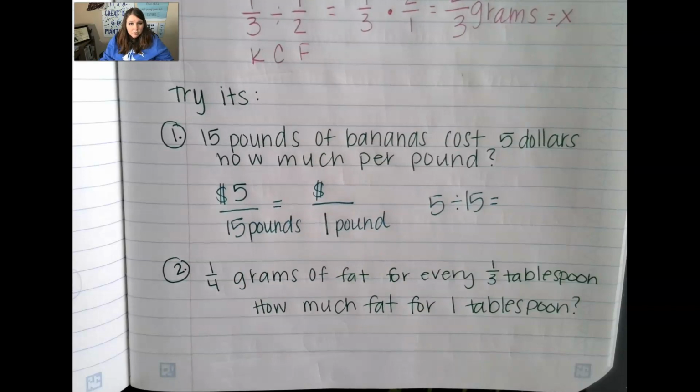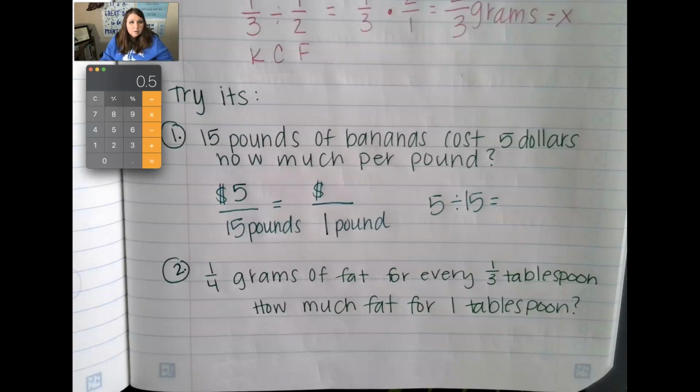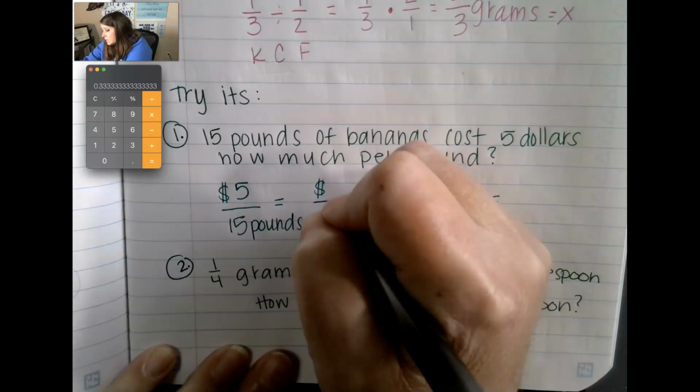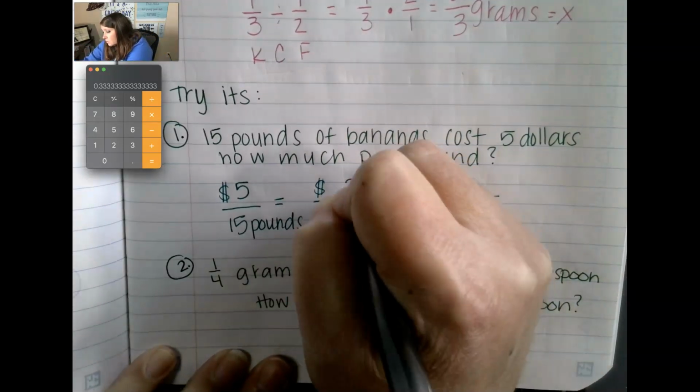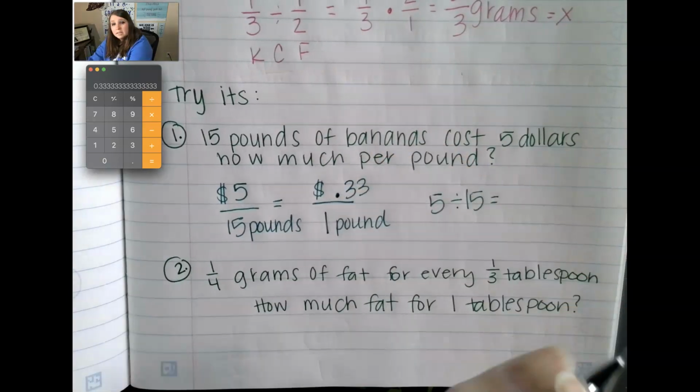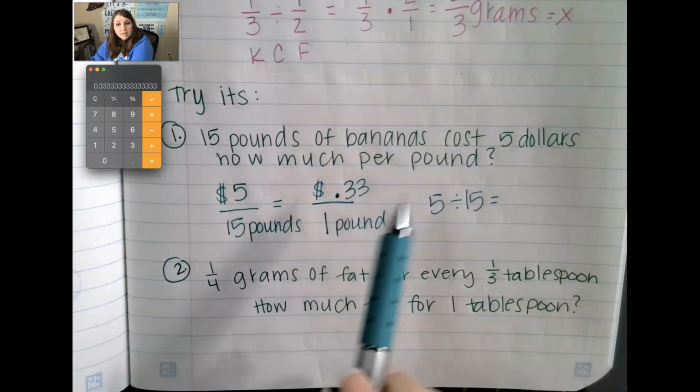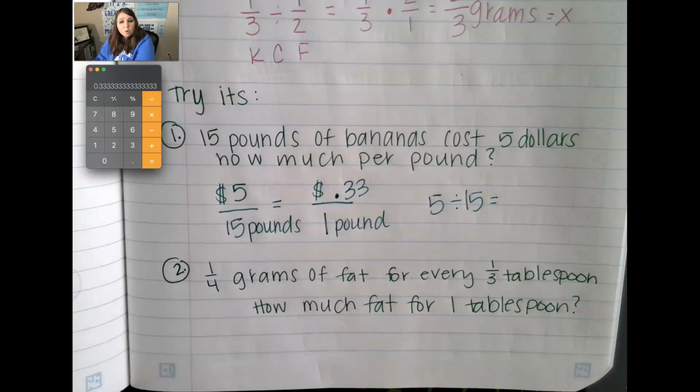Let's go ahead and pull this up. How much do I pay for 1 pound? So clear this out. 5 divided by 15 pounds, and that's going to give me 33 cents a pound. That is a really good price on bananas. Like, that's unheard of. So 33 cents for every pound.